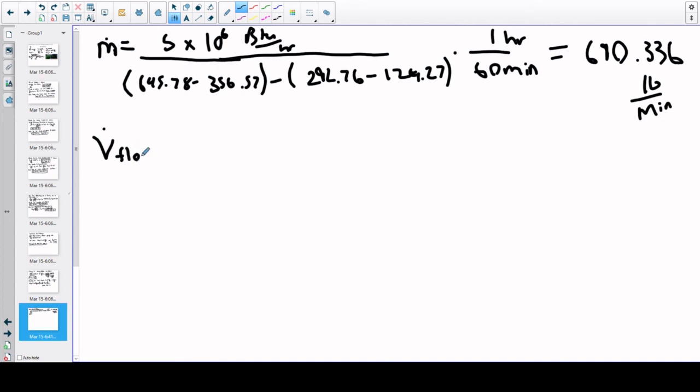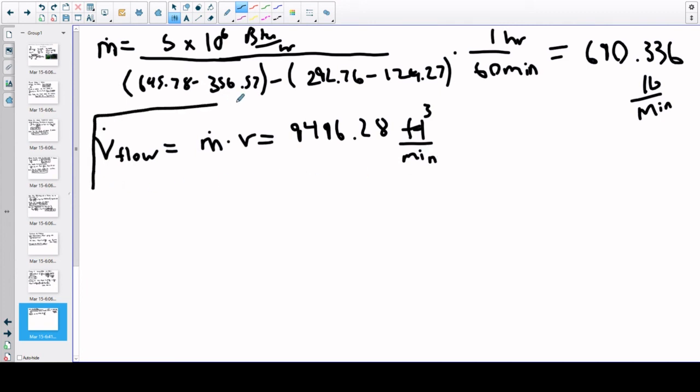And so our volumetric flow rate is just equal to the mass flow rate times the specific volume, which gets us 9496.28 feet cubed per minute. And that is the answer to part A.